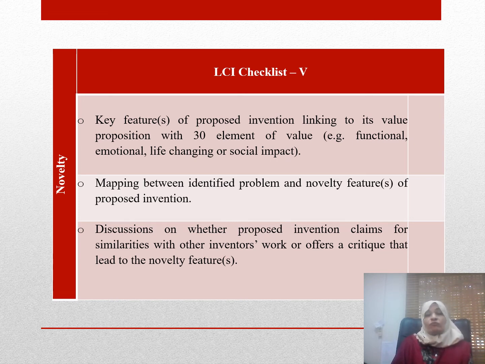And then finally you have to answer, you need to discuss. As I said, in checklist number 3, the last point was asking you to write down certain justification of how you can really solve a problem with your future invention. Now again you need to come up with a discussion. And that discussion would be on whether the proposed invention claims similarities with other inventions or work, or could offer a critique that leads to the novelty feature.